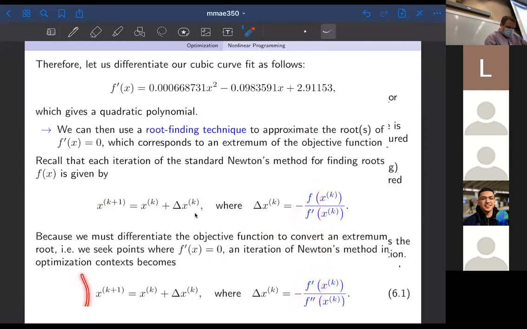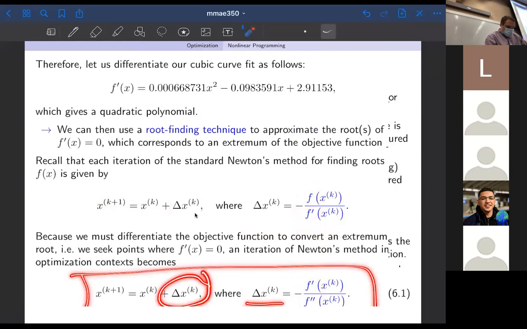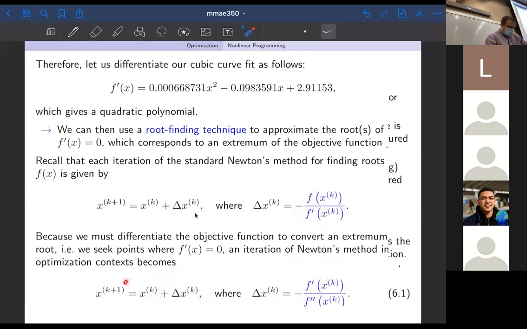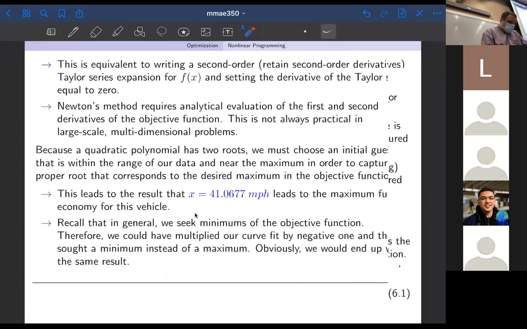But otherwise, it's the same idea. Get your delta x from this expression, use that to correct your last approximation to get your new approximation for the location of the root of f prime of x, which is the extremum of f of x. So the problem with Newton's method in general is you do need to evaluate the first and second derivatives analytically.